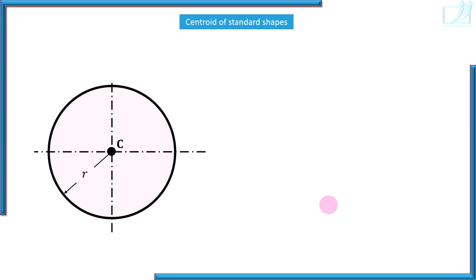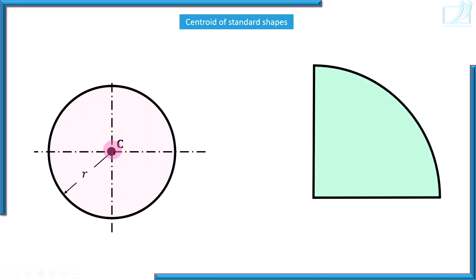Circle is considered as a standard shape. Here the circle is of radius r. The centroid is the geometrical center of a shape. So of course, the center of the circle is nothing but the centroid of the circle.